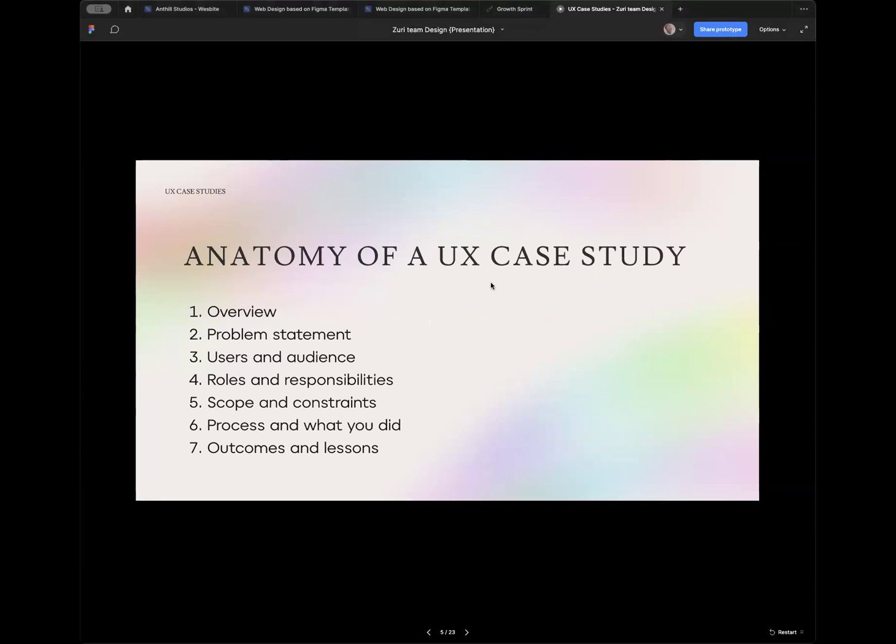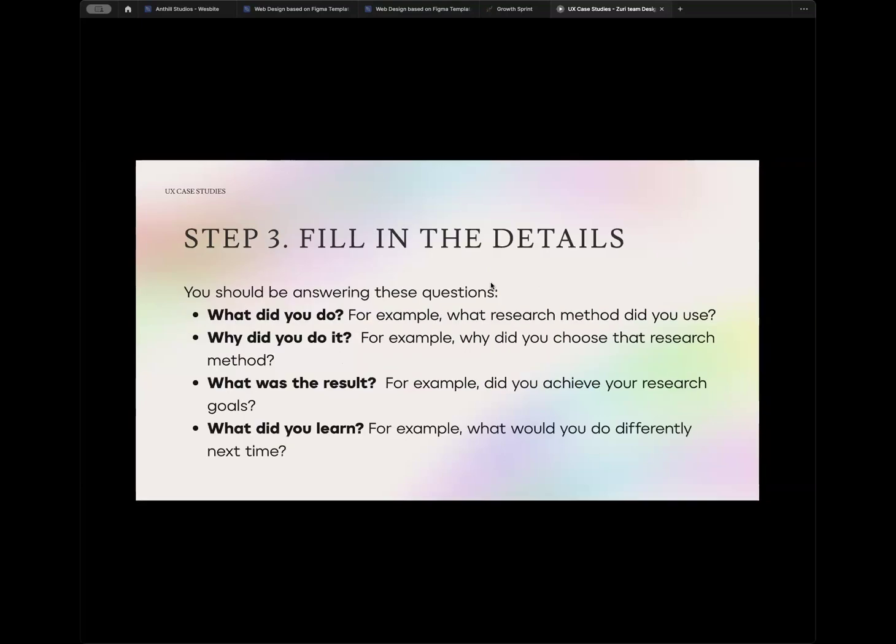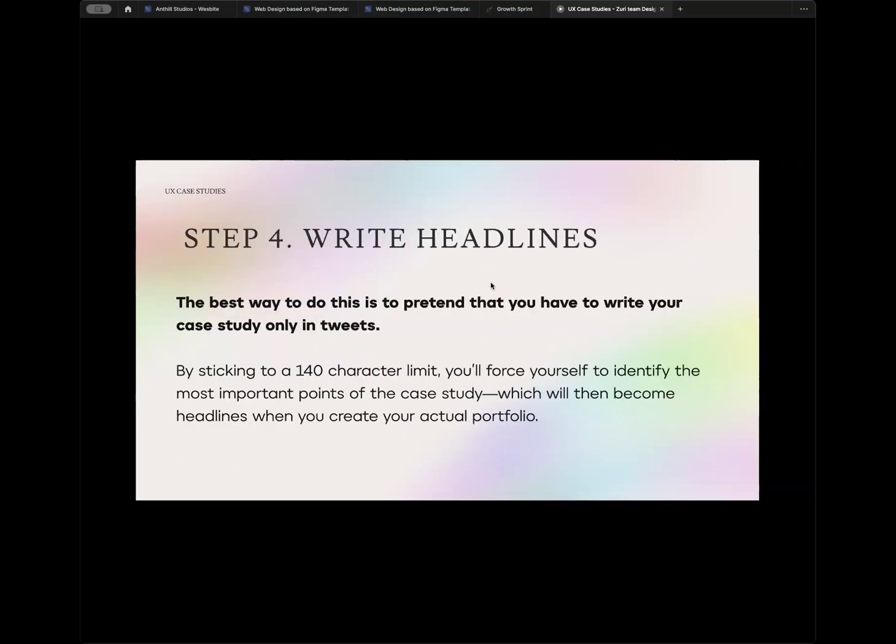Look at our outline, for instance, right? This is the outline. Now, I'm not just going to write users and audience. I'm not just going to write scope and constraints. I'm not just going to write outcomes and lessons. Do you understand? I'm going to make it a little bit more captivating, a little bit more interesting, a little bit more engaging, so anybody reading through would have an idea of what the content of those outcomes are, what the content of that process is, what the content of the scope is. Do you understand? So writing headlines is very, very important.